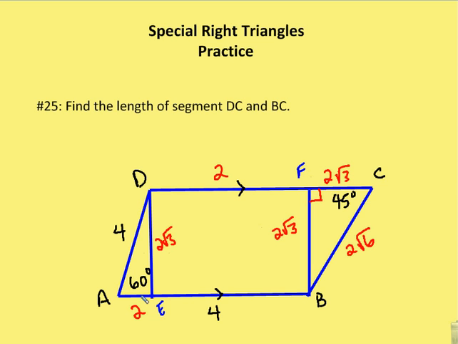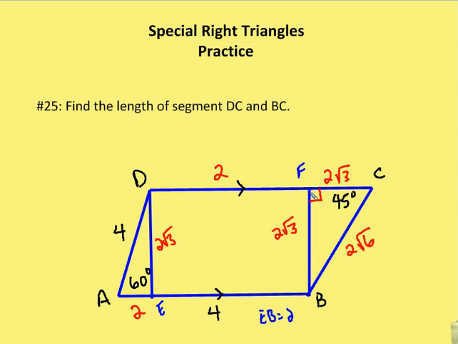Well, I can figure out the length of AE because I know it's the side opposite 30 degrees. It's going to be 2, and then therefore DE is going to be 2 root 3. Well, if AB is 4, then I know that EB has to be equal to 2, so 4 minus 2, EB is equal to 2. Now, if EB is equal to 2, I've just drawn a rectangle here, so DF has to be equal to 2. I have a 45, 45, 90 triangle.